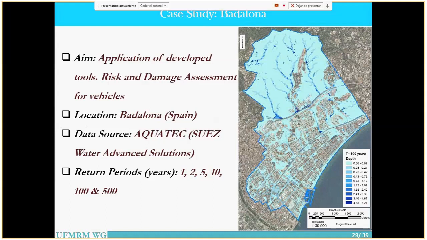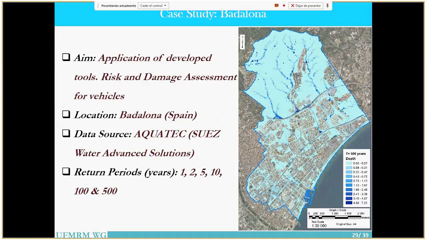Yes, this model was developed by another company, Aquatec, because they are partners of the project as well. And the input for our model was the maximum velocities and the maximum water depths in the whole area. Okay. Of course, it would be better to consider different time steps, just to see how the hazard and the risk evolve. But we only consider the maximum for both velocity and water depth.